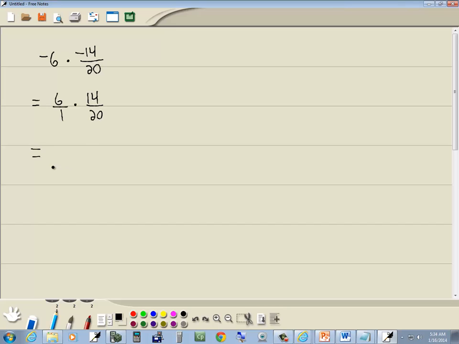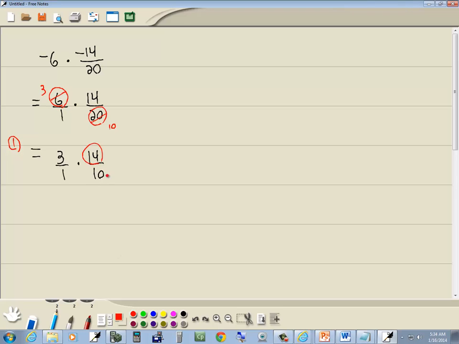Okay. Now, our first step is you simplify. The guideline is one's got to be on top, one's going to be on the bottom, and they got to be divisible by the same number. Well, I can divide 2 into 6 and 20, so let's work with those two. 6 divided by 2 is 3, 20 divided by 2 is 10. So we got 3 over 1 times 14 over 10.